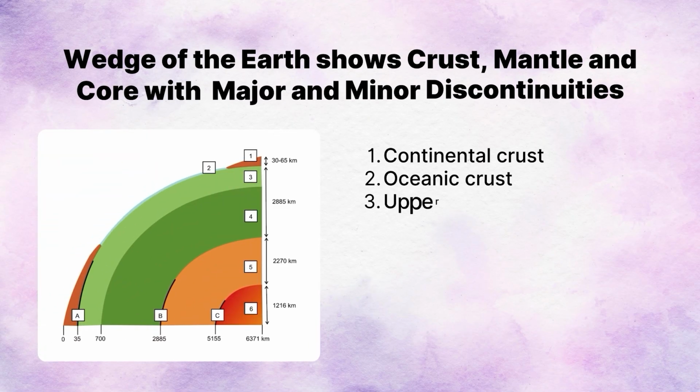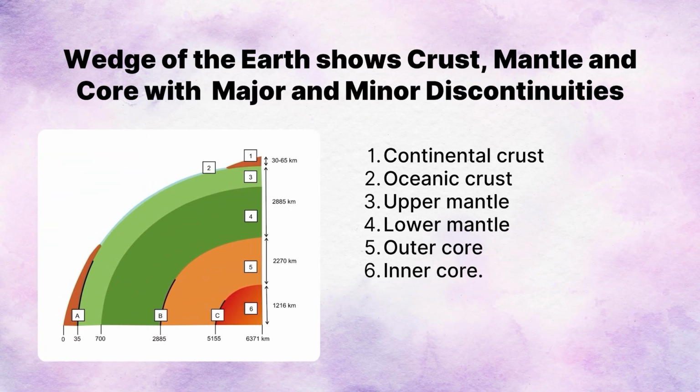A wedge of the earth shows crust, mantle and core with major and minor discontinuities. When we talk about the layers surrounding the earth, there are certain discontinuities between different layers. The first important thing to discuss: the continental crust, oceanic crust, upper mantle, lower mantle, outer core and inner core. These are the 6 important layers: 1, 2, 3, 4, 5, 6.